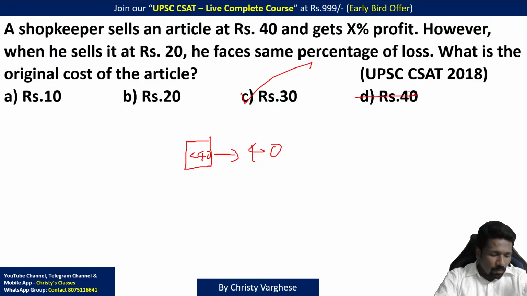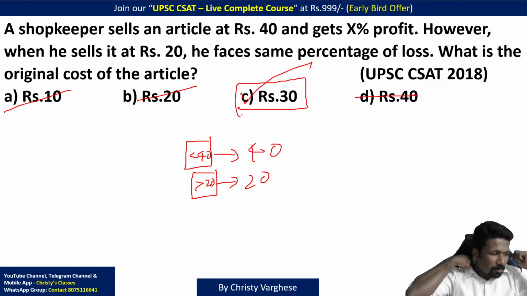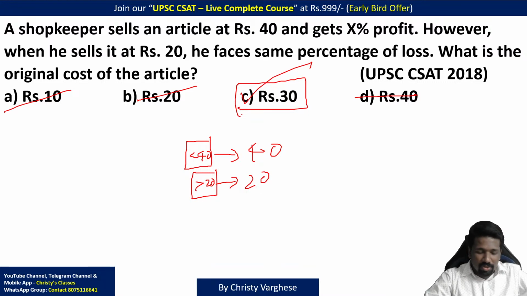So answer 40 or more than 40 is eliminated. If something is sold at 20, there is a loss, means this is more than 20. 20 and 10 are not more than 20, so eliminated. So the only option remaining is 30. Invalidity of 3 options ensures the validity of the remaining option. You don't have to waste your time in proving that 30 should be the answer.